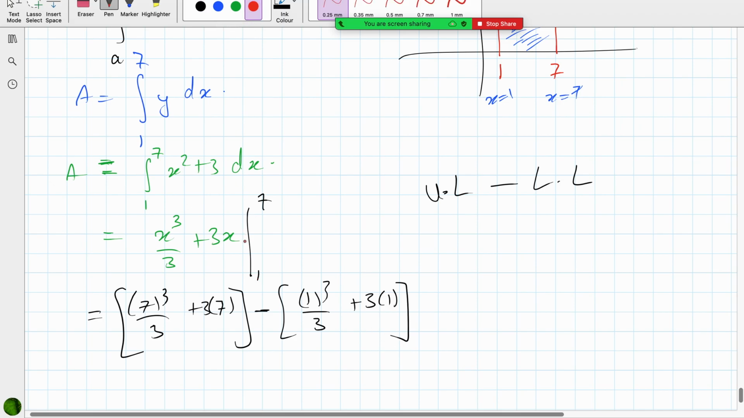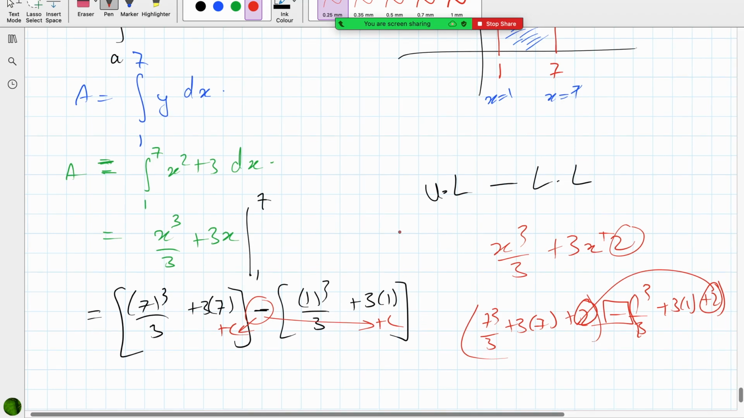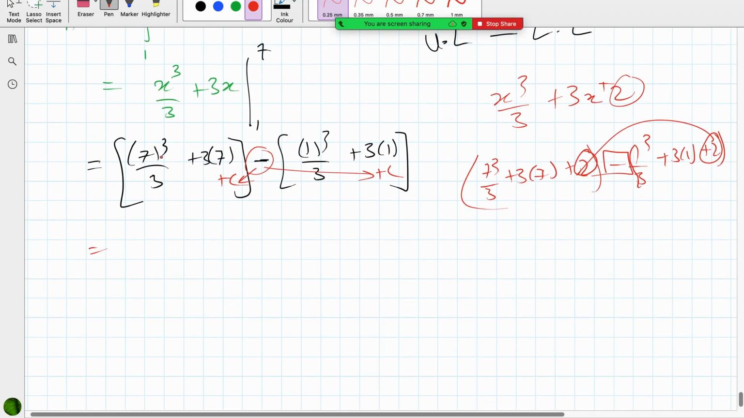If we would have added c, it will look like this, and this negative sign will eliminate it, so there's no need to find c. C is a constant. For example, if we added c and we found c which was 2, then 7 cube over 3 plus 3 into 7 plus 2 minus 1 cube over 3 plus 3 into 1 plus 2. Again, these two constants would be eliminated because of this negative sign. So there's no need to write c and just solve for the given question.